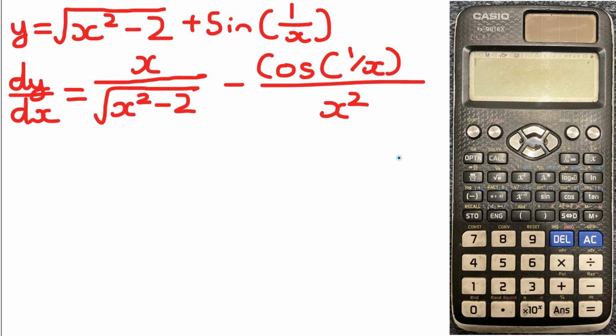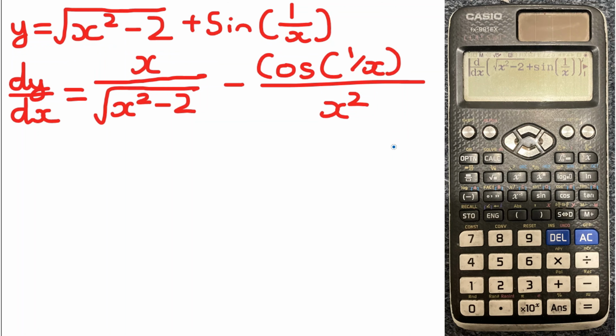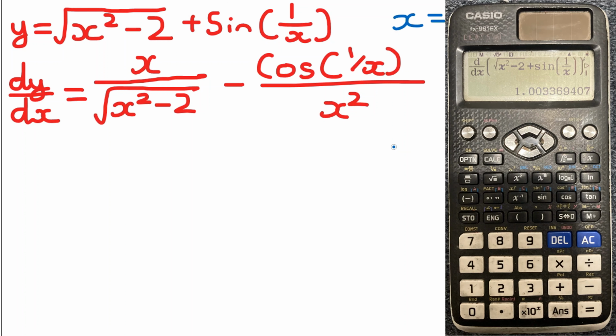So on your calculator, if you press shift and then this integration symbol here, you get this differentiation term. If you put in the y value that the question wants you to differentiate, so in this case it's this expression here, you can get the x terms by using this x button on your calculator. And then if you put in a random value for the x is equal part, so let's just say x is equal to 5 for example, if you press equals your calculator gives out a value of 1.0034.